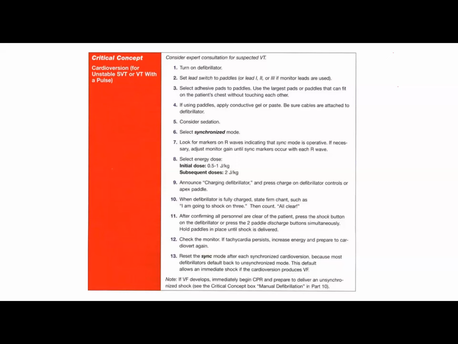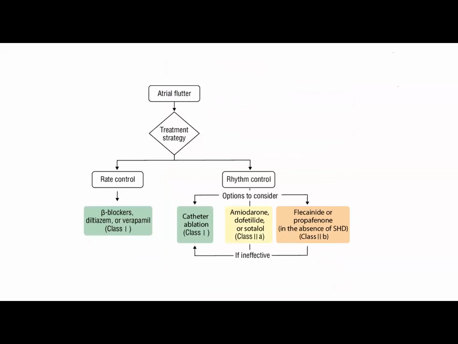Okay, can we move to the next slide? So this is just a briefing of treatment strategy. So you use rate control drugs and rhythm control drugs. Rate control, we usually use beta blockers and diltiazem and verapamil. And rhythm control, we usually use flecainide and amiodarone.